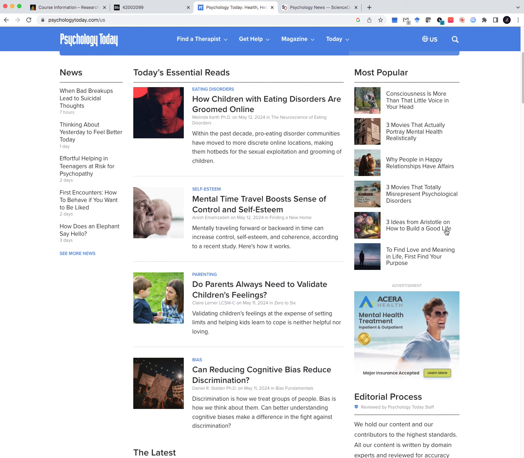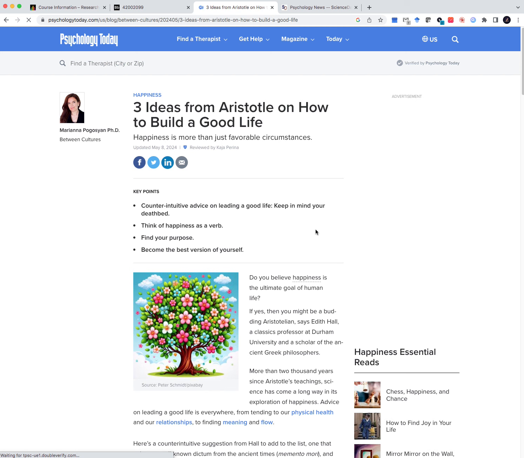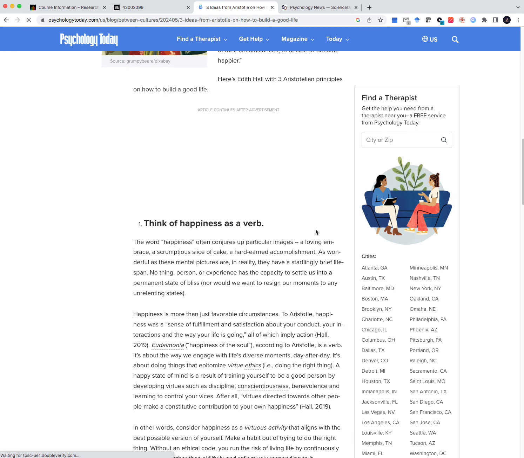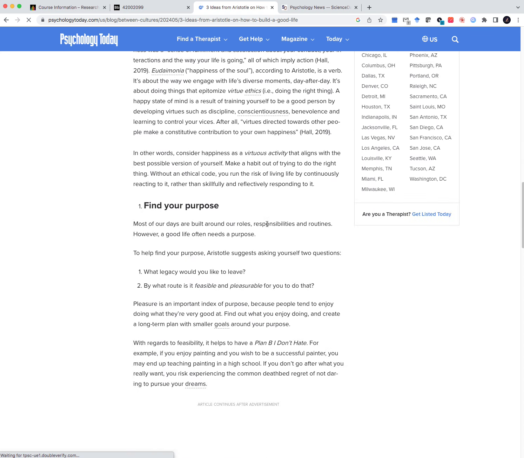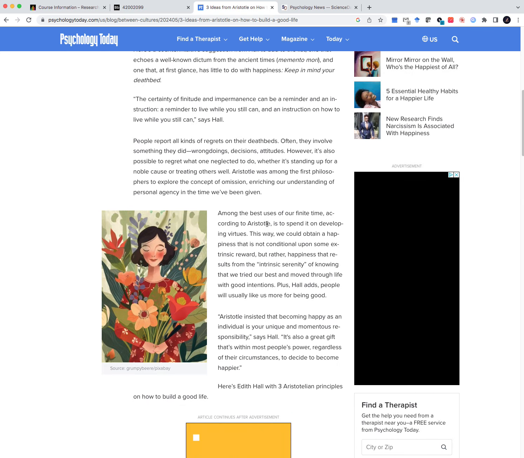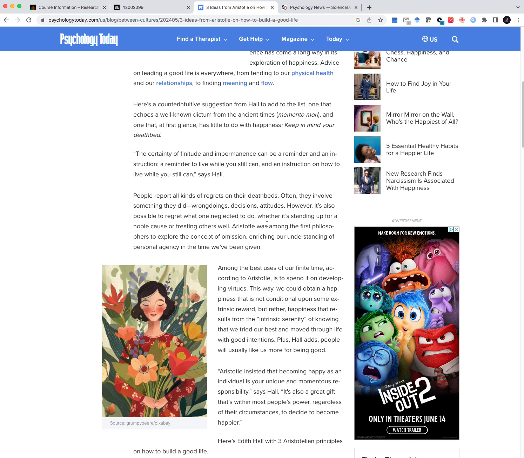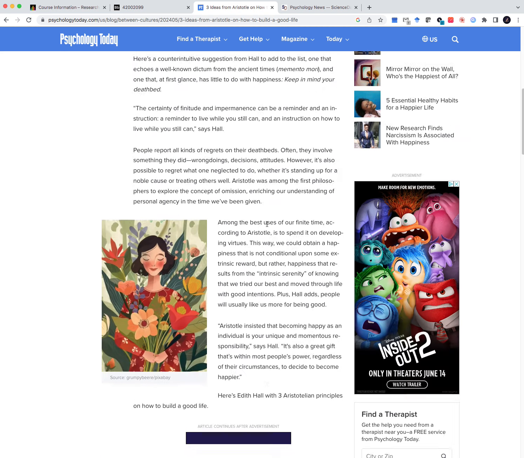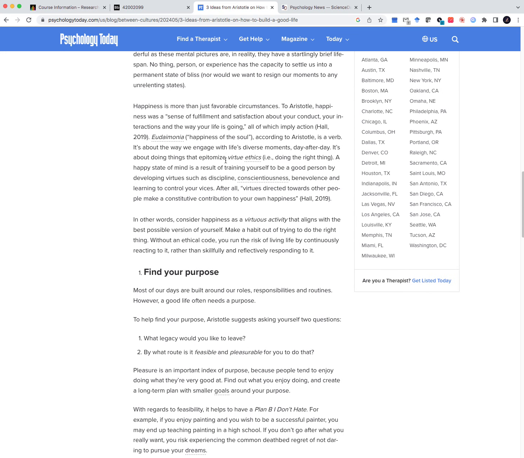3 ideas from Aristotle on how to build a good life. And you know what? That sounds absolutely fascinating. But I don't think this is going to work. Happiness, purpose, this is all great stuff. But this is not going to work because this article is not based on any one specific peer-reviewed study. It looks like there's something mentioned here, a few citations and sources, but nothing specific. So this is not going to work.